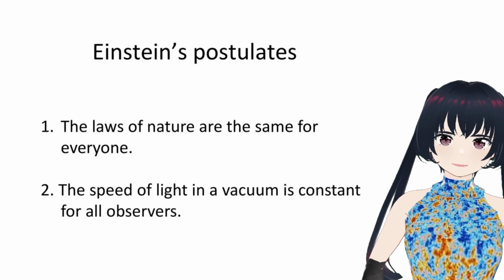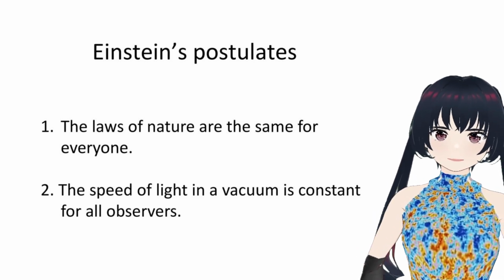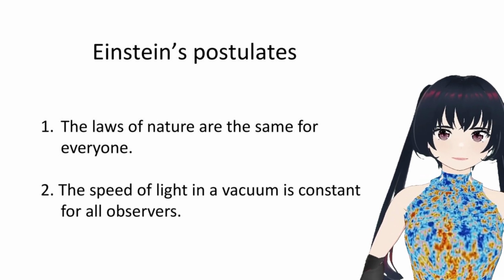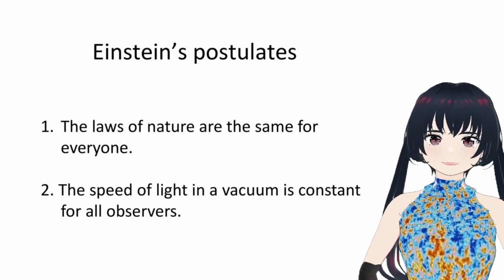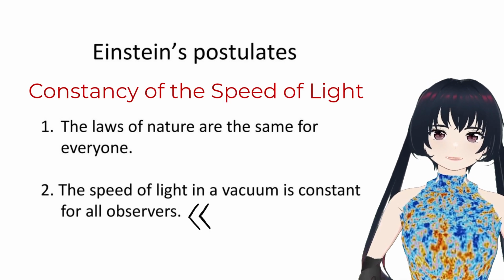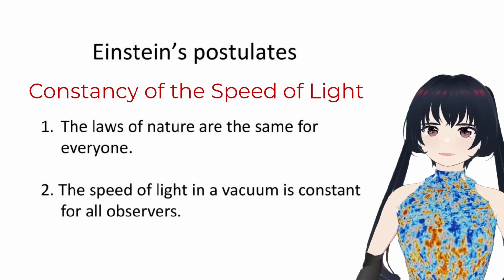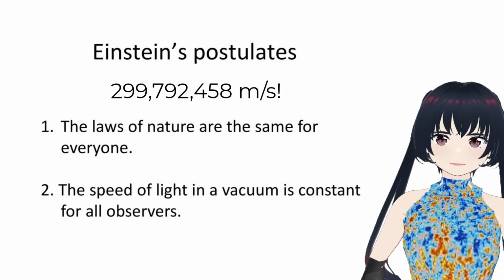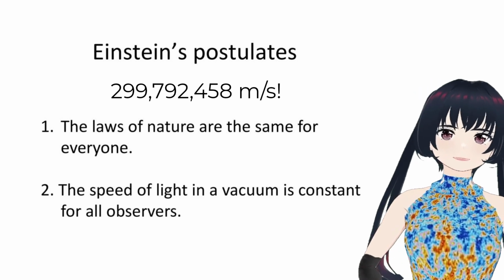An inertial frame is one that is either at rest or moving at a constant velocity. This means that no matter where you are or how fast you're moving, the fundamental laws governing physical phenomena are consistent. There is no preferred frame of reference in the universe. The second postulate is the constancy of the speed of light. According to this postulate, the speed of light in a vacuum is always the same, roughly 300,000 kilometers per second, regardless of the motion of the light source or the observer.